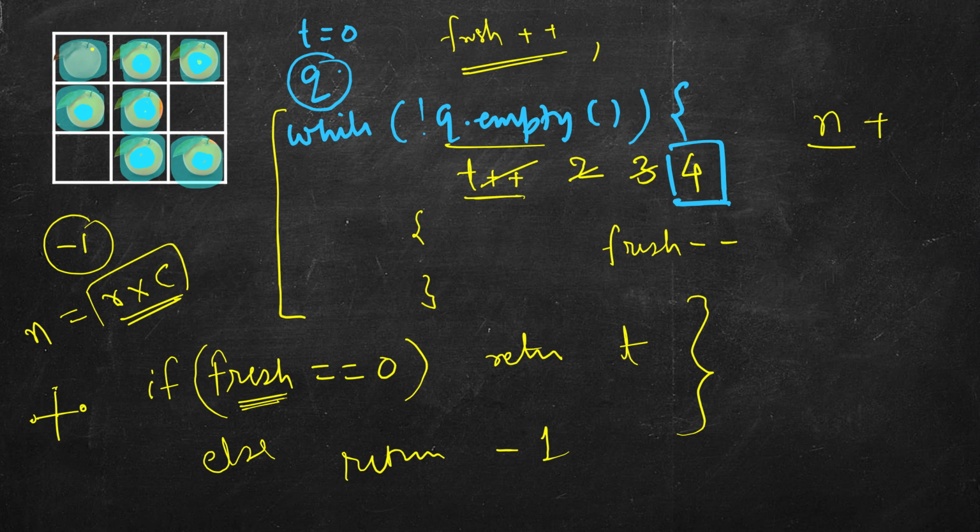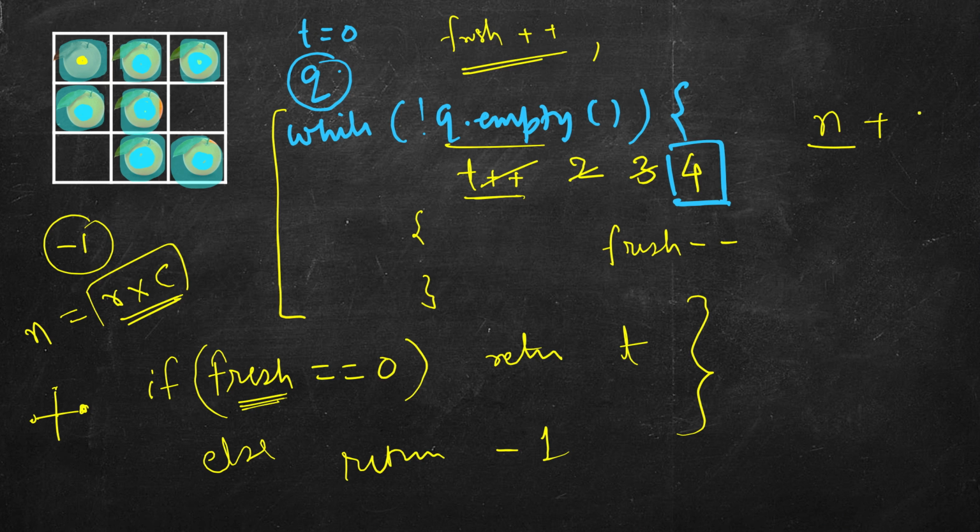And the same orange will never be inserted into the queue again. So the orange which was contaminated in the previous time step, we will never insert that again, since it can never contaminate any orange. So an orange is never inserted twice in the queue.